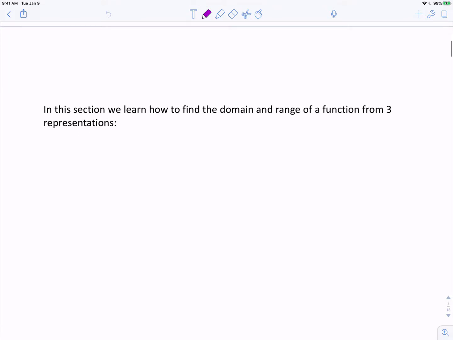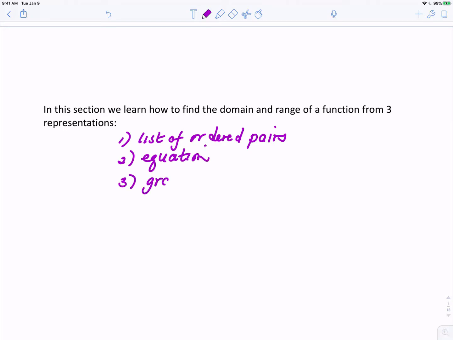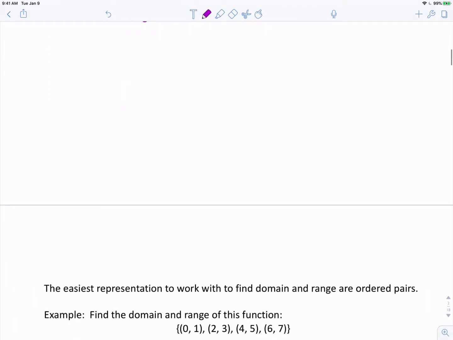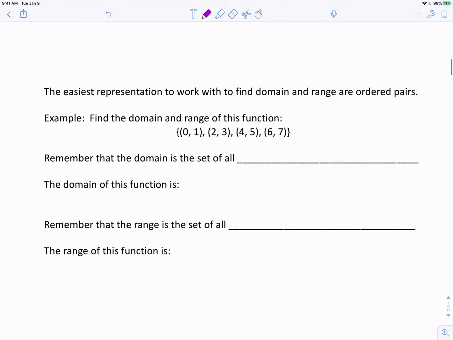So in this section, we learn how to find the domain and range of a function from three different representations. From a list of ordered pairs, from an equation, and from a graph. The easiest representation to work with to find domain and range are ordered pairs. For example, find the domain and range of this function: (0, 1), (2, 3), (4, 5), and (6, 7).